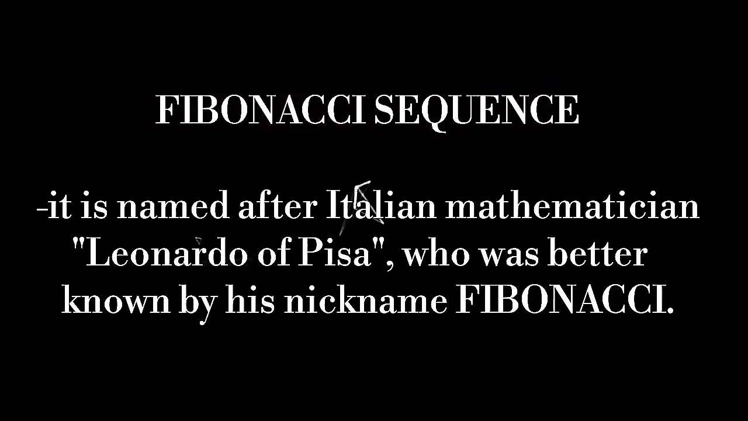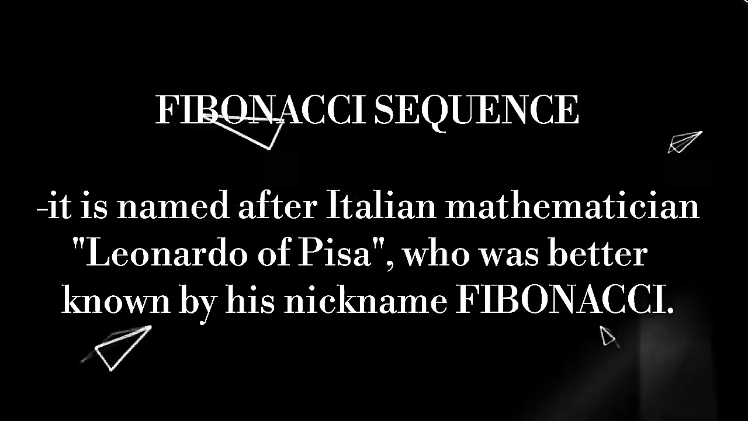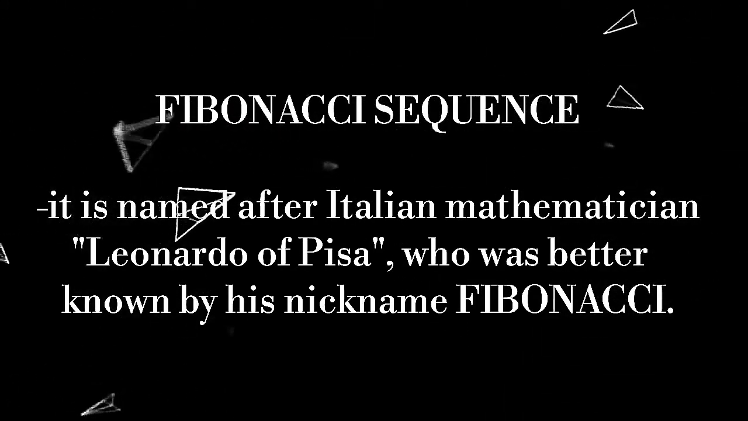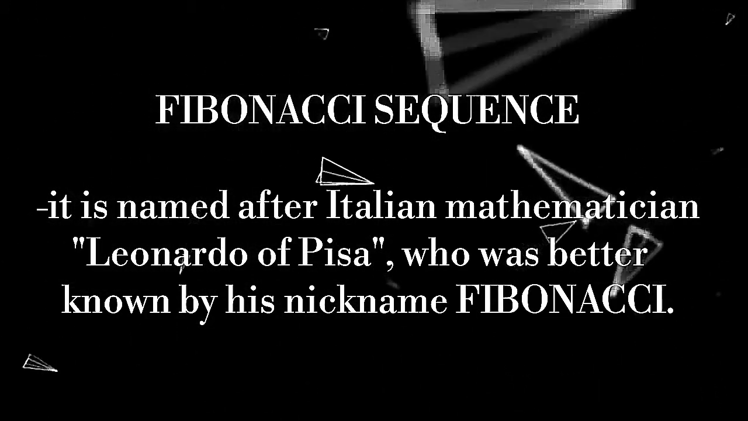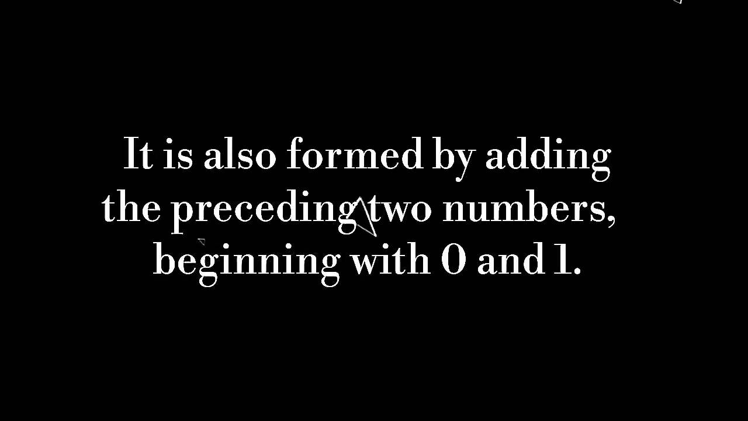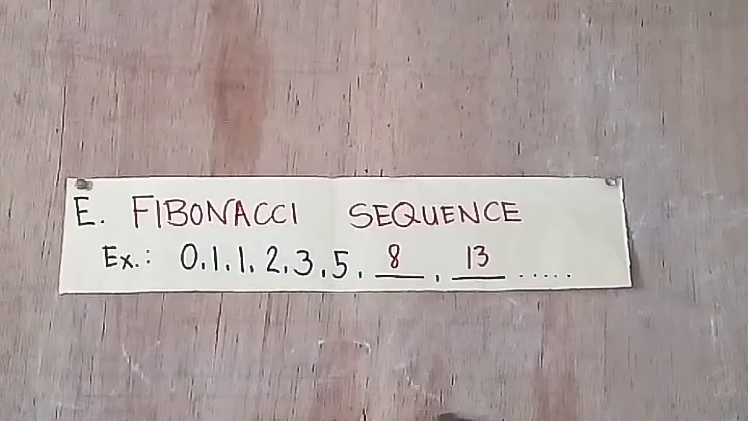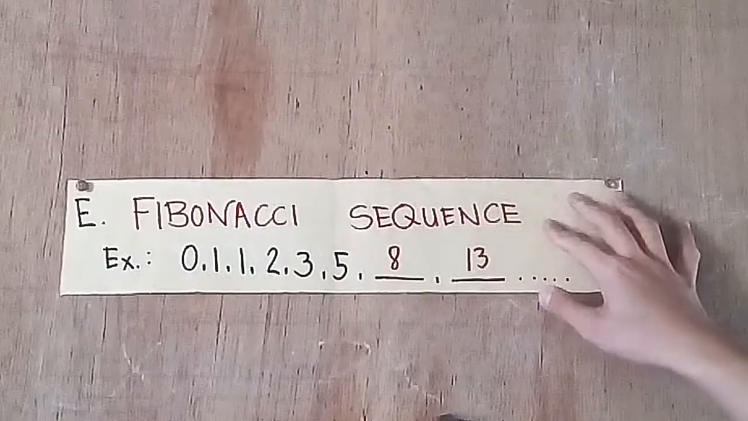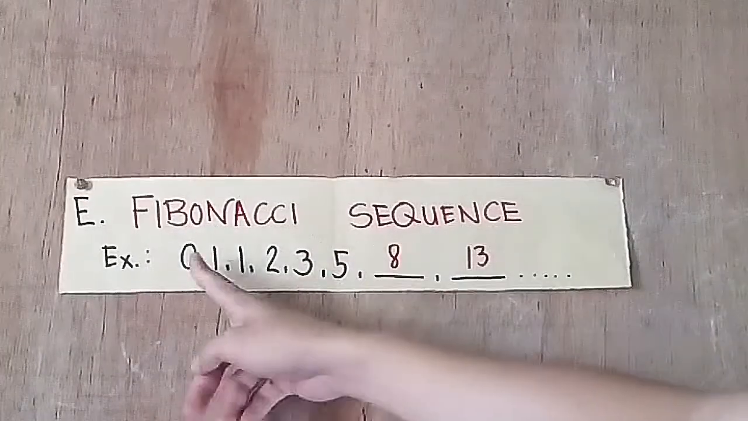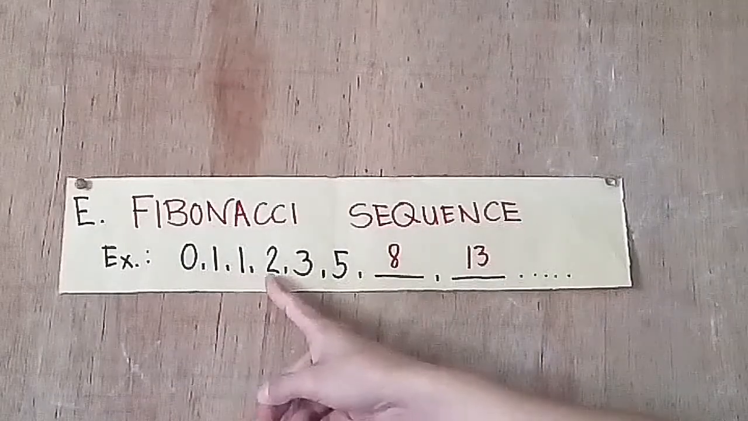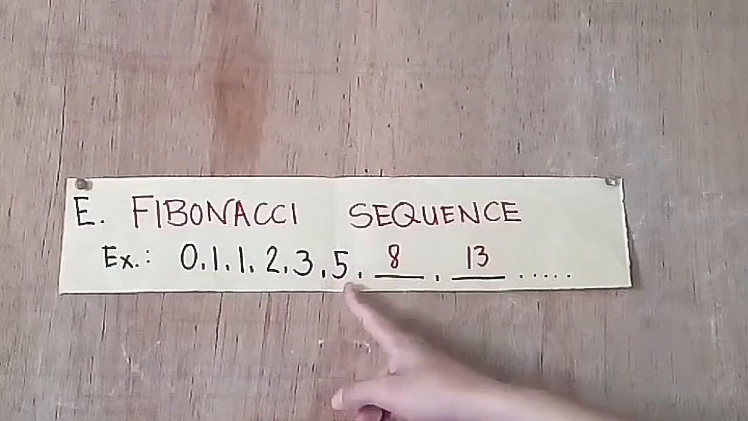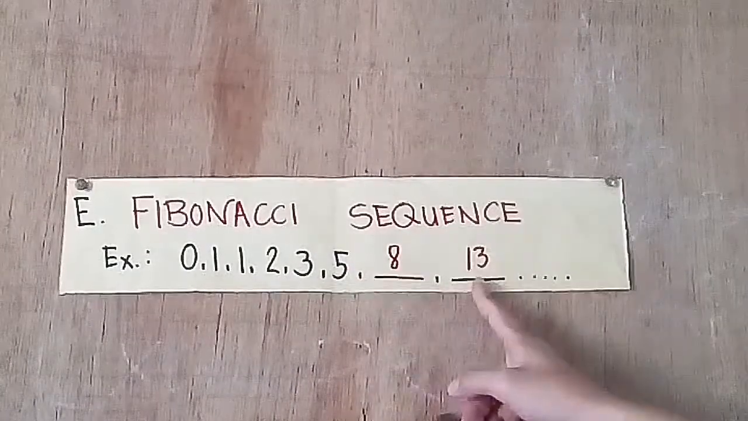Fibonacci sequence. It is named after the Italian mathematician Leonardo of Pisa, who was better known by his name as Fibonacci. It is also formed by adding the preceding two numbers beginning with 0 and 1. So here is our example, Fibonacci sequence. Meron tayong first term which is 0, second term is 1, third term is 1, fourth term is 2, fifth term is 3, sixth term is 5, seventh term is 8, and eighth term is 13.